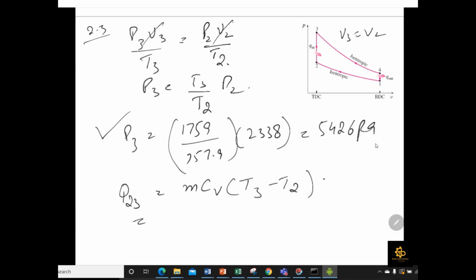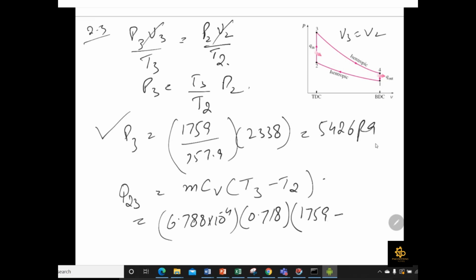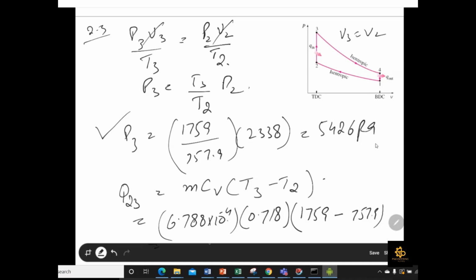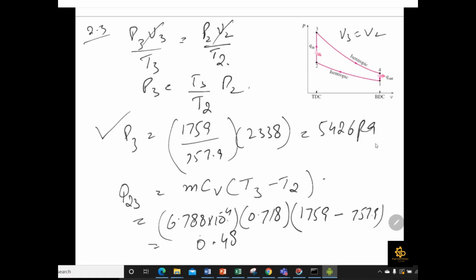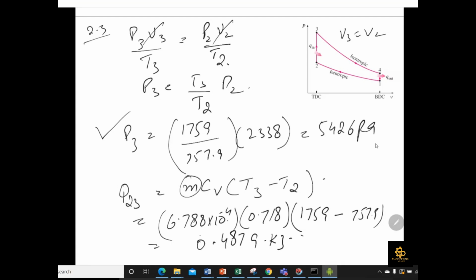Now m is known to us because we already found this value, 6.788 × 10^-4. The CV value comes from Table A2, T3 value is 1759 Kelvin, and T2 value is 757.9 Kelvin. By just solving it, you will get the value of Q23, which is 0.4879 kilojoule. Remember, it is mentioned that you have to find it in kilojoules, so that's why we go for kilojoule. If it is not mentioned, then we keep this part over there and we can find it in kilojoule per kg.